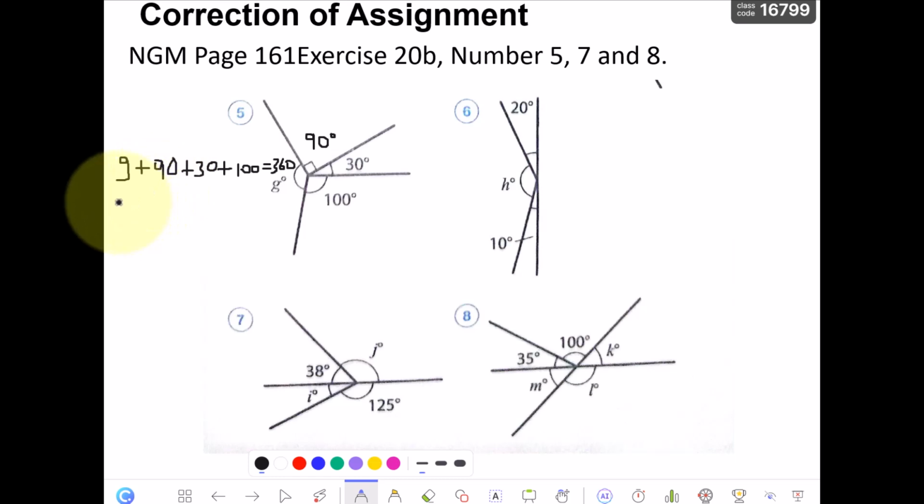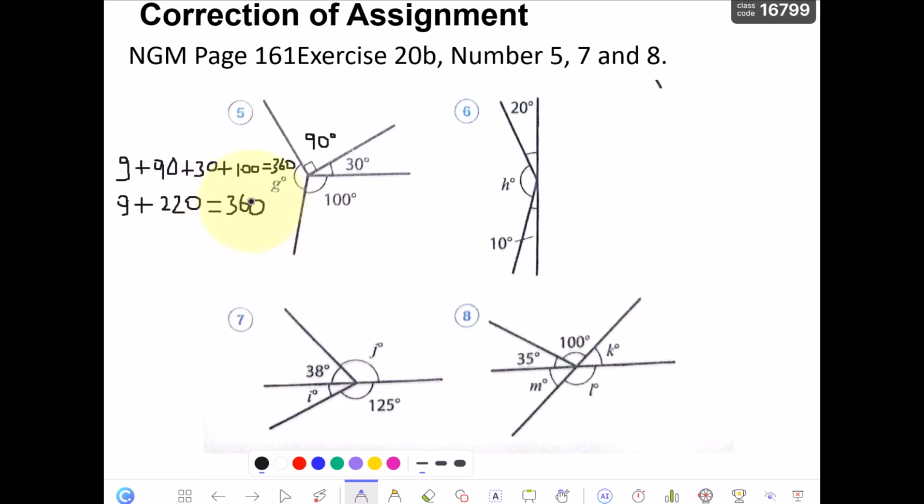So now to solve this, this is a simple equation which is g plus, add all these angles. This is 90 plus 30. So this one will give me what? This is 120. So 120 plus 100 will give me 220. That means g plus 220 is going to be equal to 360.